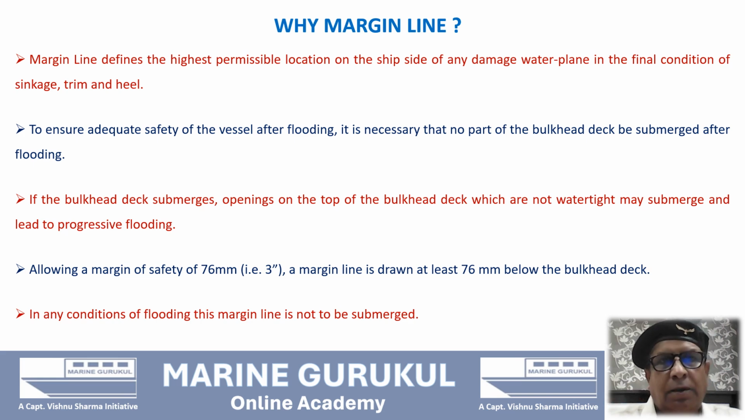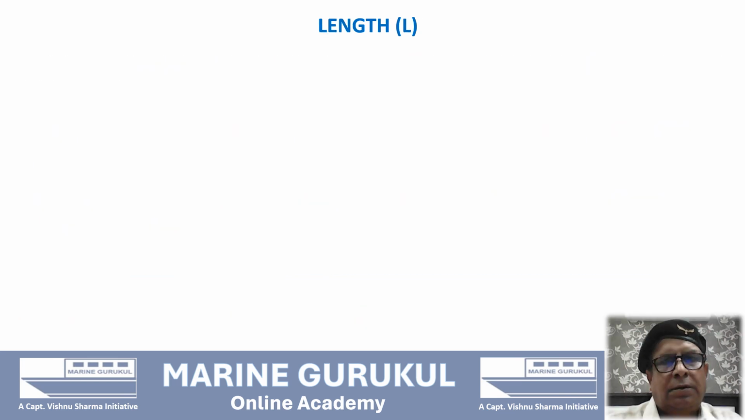So the final limit to which the vessel can be submerged without risking it is the bulkhead deck. However, allowing a margin of safety of 3 inches, which translates to 76 mm, a margin line is drawn, and it is drawn at a distance of not less than 76 mm below the bulkhead deck. And to ensure that you have this 76 mm of safety margin up your sleeve, in any condition of flooding, this margin line is not to be submerged.